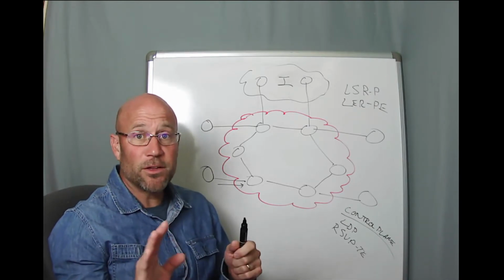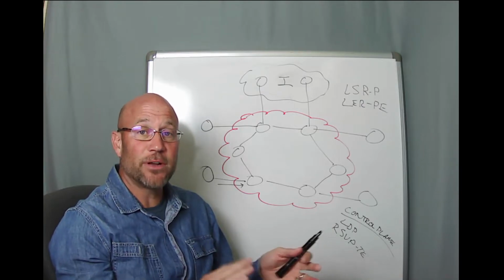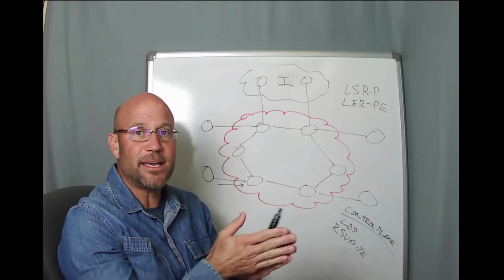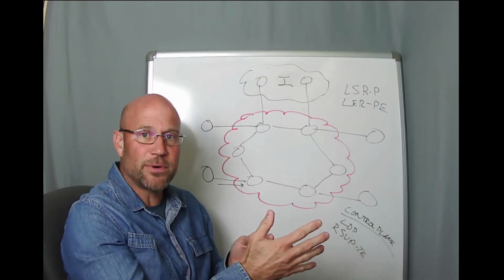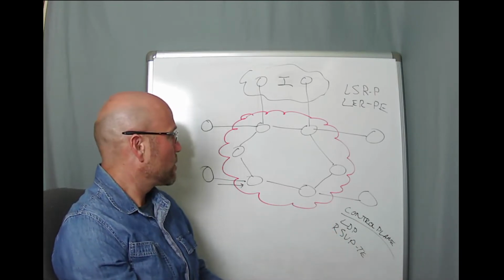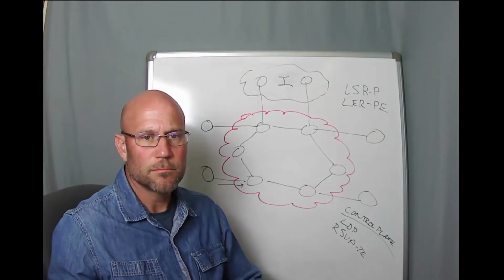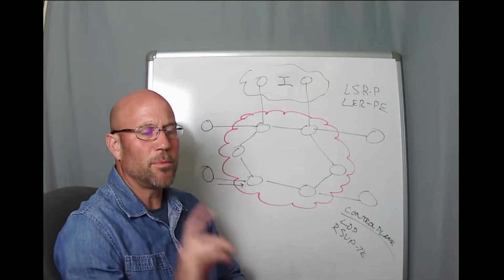Now, you can run LDP and RSVP-TE in your network. You can use RSVP-TE in some places where you want to engineer traffic and then let LDP do its thing otherwise. All right? So, now let me say a couple other things real quick.